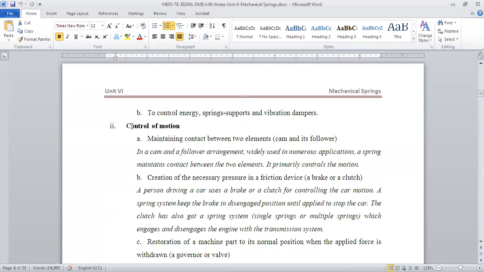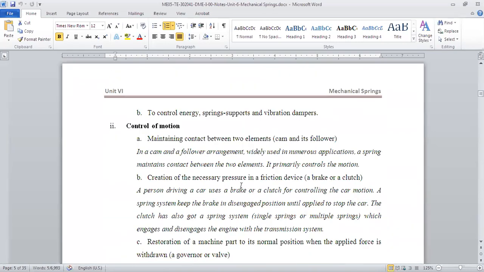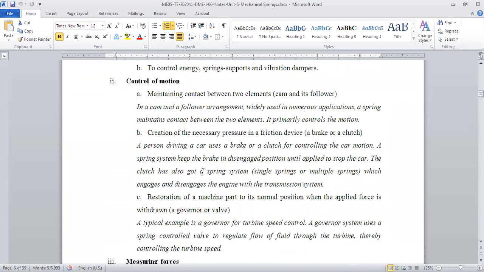To control the motion, second application. First we have seen the cushioning purpose or absorbing the energy. Now, in many places springs are used to control the motions, like maintaining contact. When we have two elements which are touching each other, with the spring we will have a force, and those two elements will be in contact with each other because of the spring force. Like the cam and cam follower, because of the spring, they will always be in touch with each other with the movement of the cam and cam follower, right?